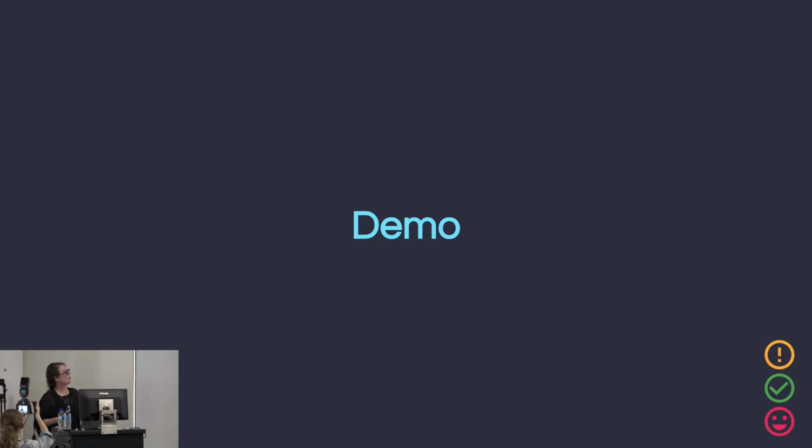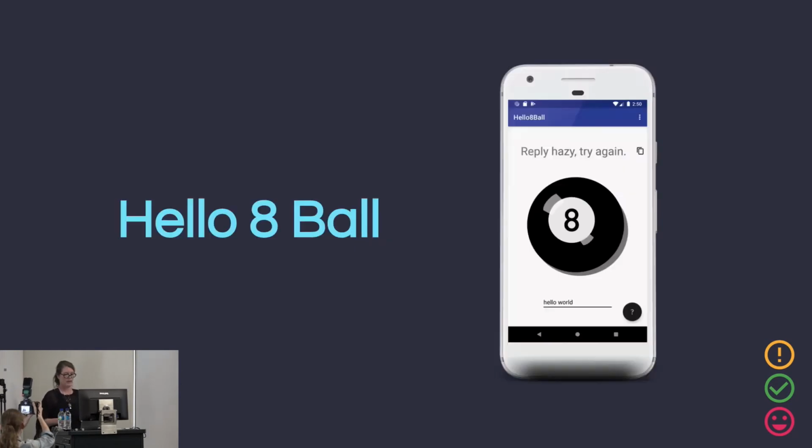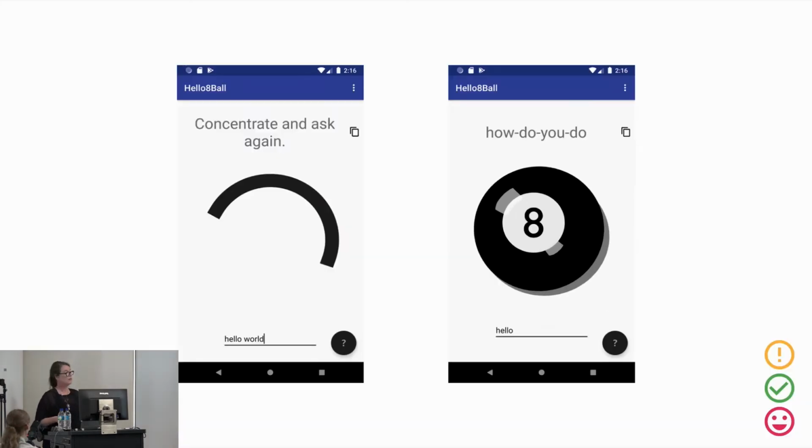So now, enough theory. Now I'm going to introduce the demo. So I wrote a toy app, which is called Hello 8-Ball. The idea is you type in a question, and then after an indeterminate amount of time, it will come back with an answer. So the other feature is that while it's thinking about the answer, it will display a progress. And it's also got some other hidden features.